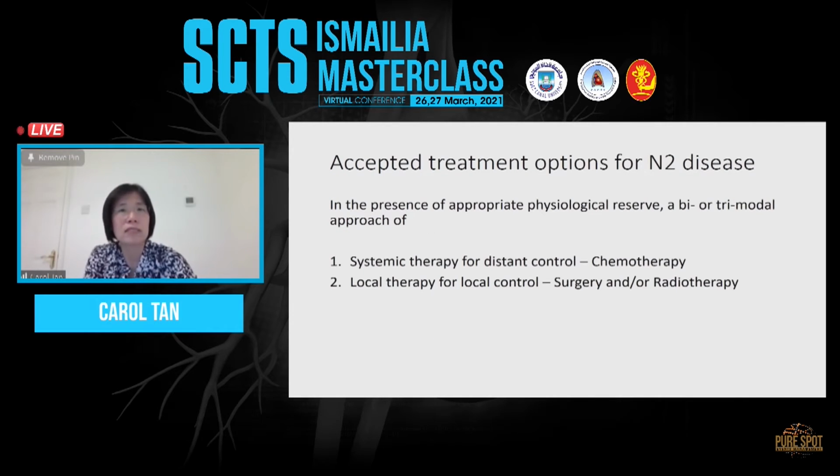So what are the current accepted treatment options for N2 disease? If you've got a fit patient with the appropriate physiological reserve, you probably want to be considering bi or trimodality therapy. Because most of these patients are stage 3A or 3B, you're looking at systemic therapy for distant control. So you're thinking about some form of chemotherapy. And you're also going to have to think about the local therapy for local control. And this may be in the form of surgery or radiotherapy.